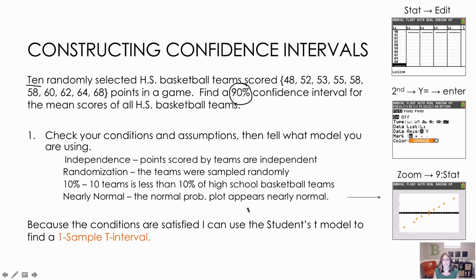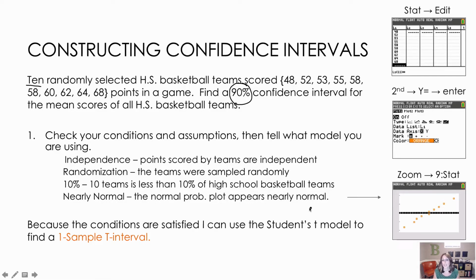I need to check my conditions before I'm able to say yes, I can continue, or no, I can't. Independence: obviously the points scored by teams are independent, assuming they're not playing each other, but since we've chosen them randomly, that's fine. Randomization: the teams were sampled randomly, because it told us. 10%: 10 is less than 10% of all high school basketball teams.